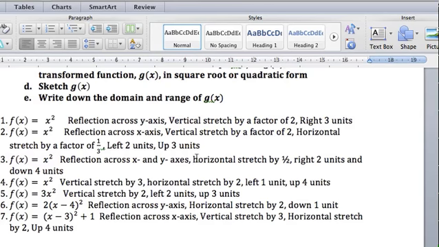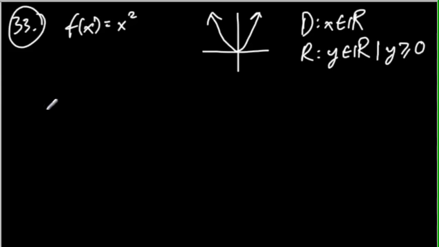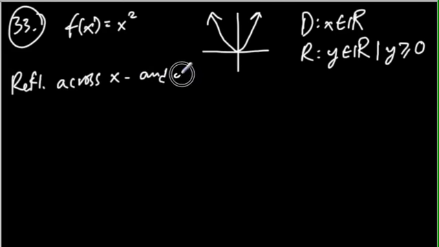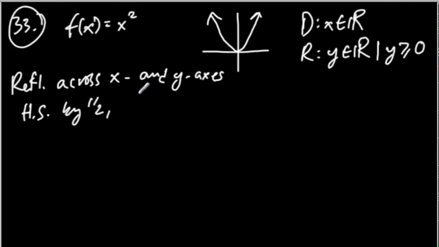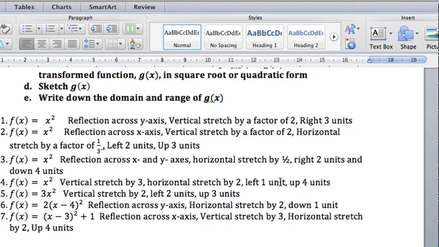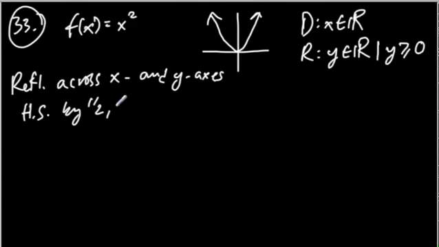So reflection across x and y, horizontal stretch by half, right 2, down 4. Okay, so reflection across x and y axes, horizontal stretch by half. I think it was left 2, down 4. Oh no, sorry, right 2, down 4. So right 2, down 4.